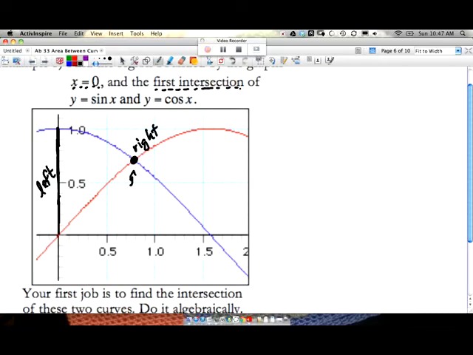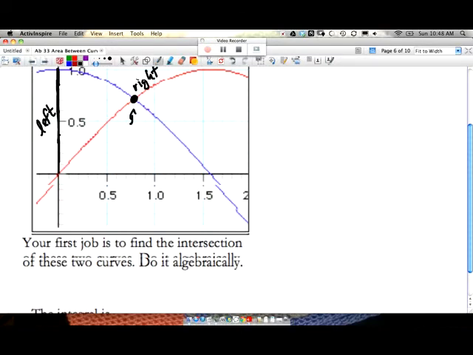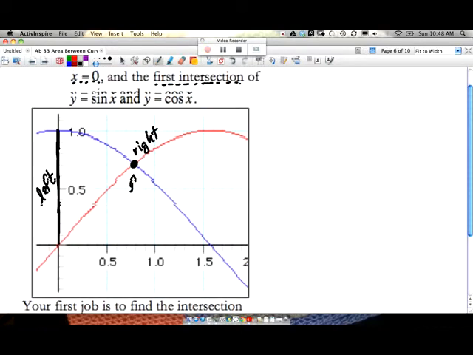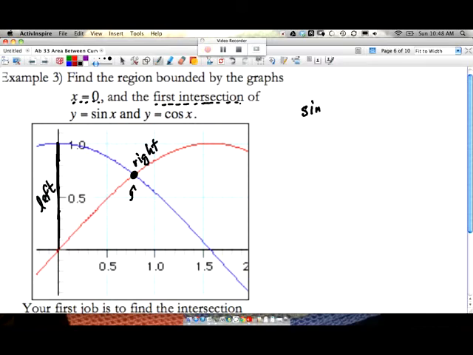So when does this happen? And that's not exactly easy to do. So first we got to figure out when is that intersection between them. We can do it algebraically, which in this case it's asking us to do. We can also do it with a calculator. So the idea is to figure out when does sine of x equal cosine of x.